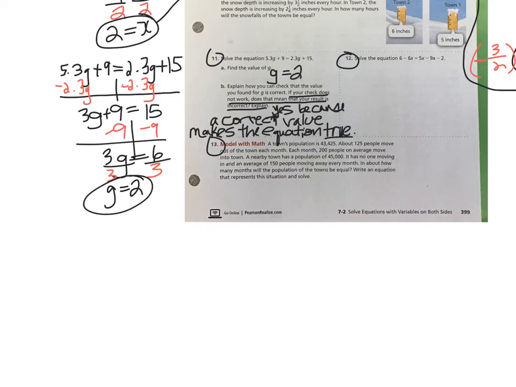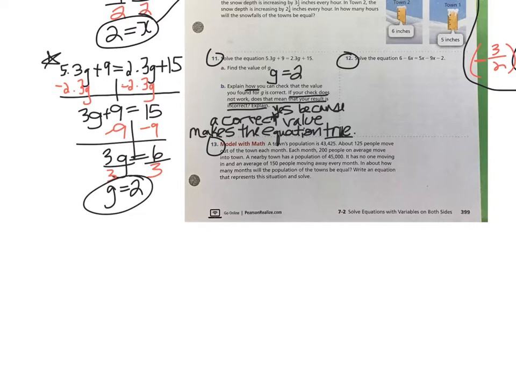And here is number 11. Okay, I've got all the work right here to show you how to solve that, and the value of G is 2. Part B, though, says to explain how you can check that the value you found for G is correct. And if your check does not work, does that mean that your result is incorrect? And the answer to that second question is yes. Only a correct value makes the equation true.